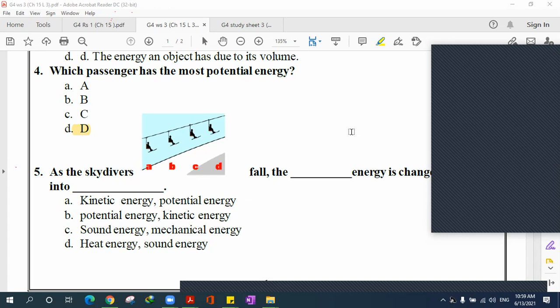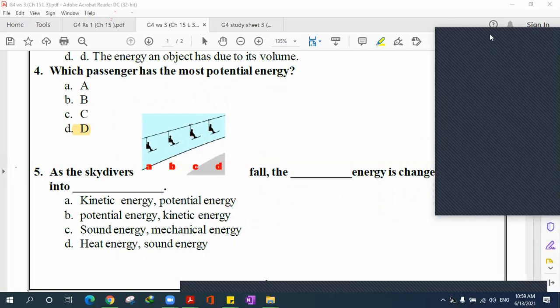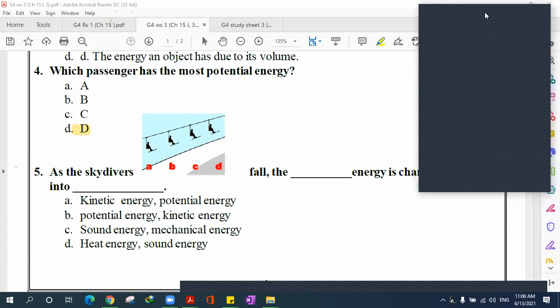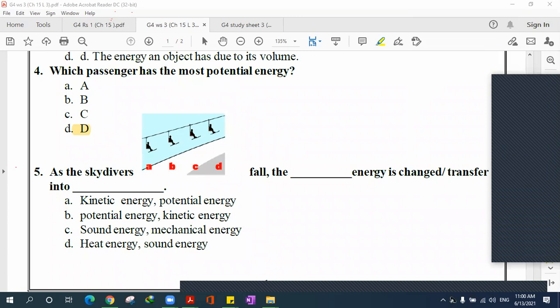Yes, okay, number 5. It says, as the skydivers fall, what energy is changed into what energy? He's falling from a plane. So what do you think? Is something blocking the screen? Yes, it's the participants list, but I read the question for you, so you already know it. You don't need to see the whole question.